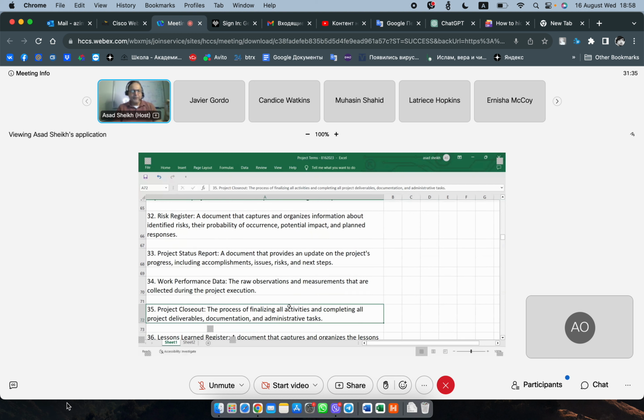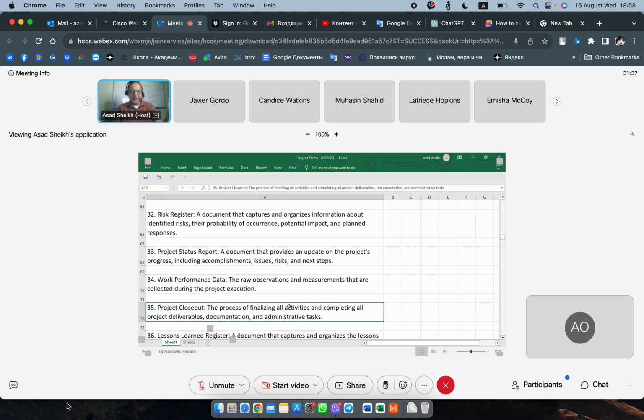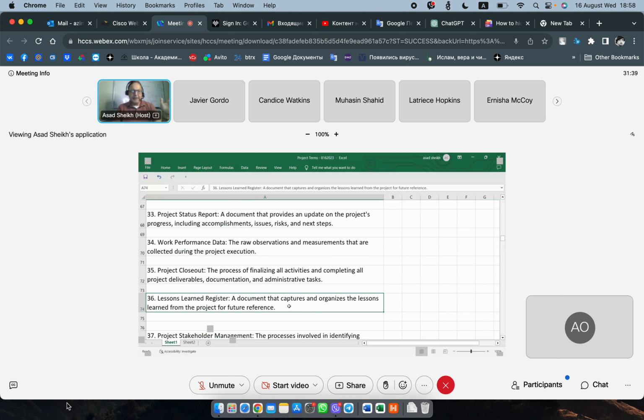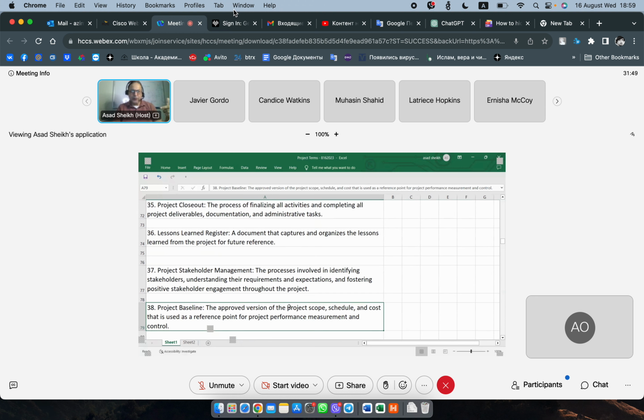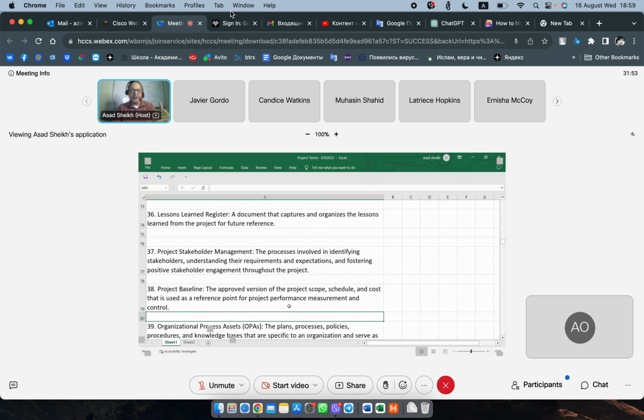Project status report, we know what that means. Work performance data, we talked about that. Work performance information, we convert from data into information. Project closeout, that happens in the closing phase. Lessons learned register, just like you have a risk register, stakeholder register, you have a lessons learned register.